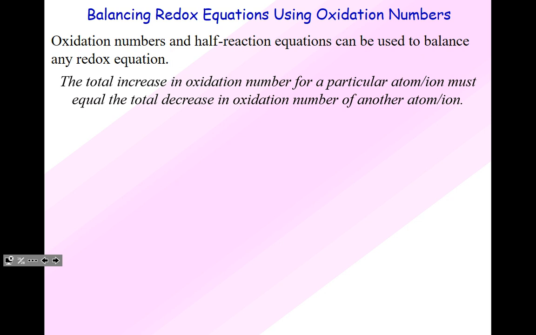So keep in mind that the total increase in oxidation number for a particular atom or ion must equal the total decrease in oxidation number of another atom or ion. What that means is those have to match. If I've lost 5 electrons, I have to gain 5 electrons. We have to be able to balance those out. We have to find the lowest common multiple and then use those numbers as coefficients.